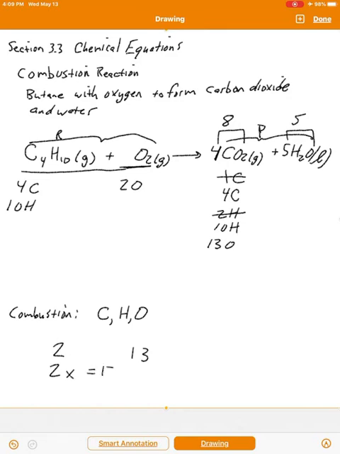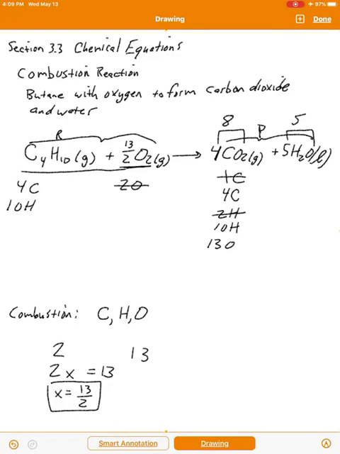2x equals 13. In other words, 2 times something equals 13. Well, divide both sides by 2 and you get 13 halves. Look at that, 13 halves. So that means that by putting 13 halves in front of the oxygen, 13 halves times 2 is 13. So we now have 13 oxygens, and it's now a balanced equation.